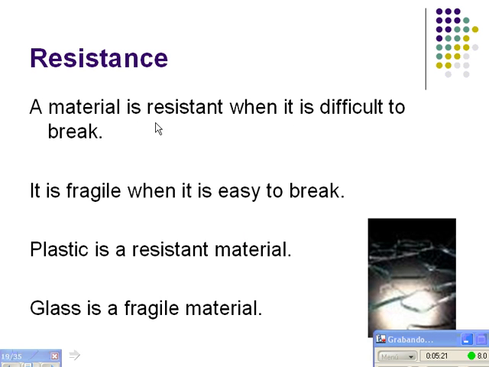Resistance. A material is resistant when it is difficult to break. It is fragile when it is easy to break. So glass is easy to break, so we call that a fragile material. Whereas plastic is difficult to break, so we call that a resistant material.